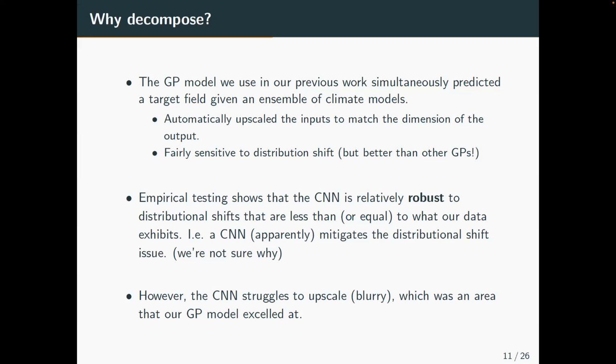But a CNN usually is going to struggle to upscale your predictions. It's going to have a hard time taking low resolution climate models and giving you a high resolution prediction, unless you have a lot more resources than I do to train something very large. But that was something our GP model excelled at. Even people who are very poor like me can fit a GP model in 30 seconds or less, and it would give you a nice high resolution prediction.